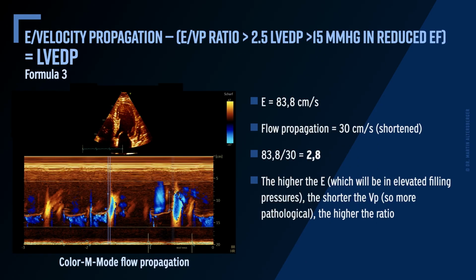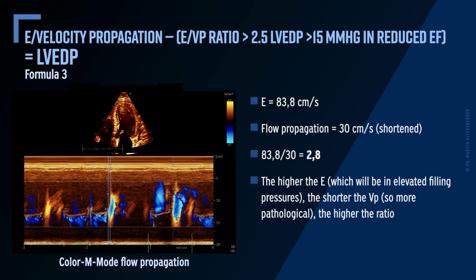It's now a formula where we calculate the E divided by the Vp, so the velocity propagation. And if you get a ratio of above 2.5, it means that the left ventricular end-diastolic pressures in reduced ejection fraction are above 15 millimeters of mercury. That's already very specific, but let's take a look. In this specific case, we have significantly reduced ejection fraction. We have an E wave which was measured at 83.8 centimeters per second. And you see the measurement of this M-mode, the color M-mode, the flow from the mitral valve 4 centimeters into the left ventricle.